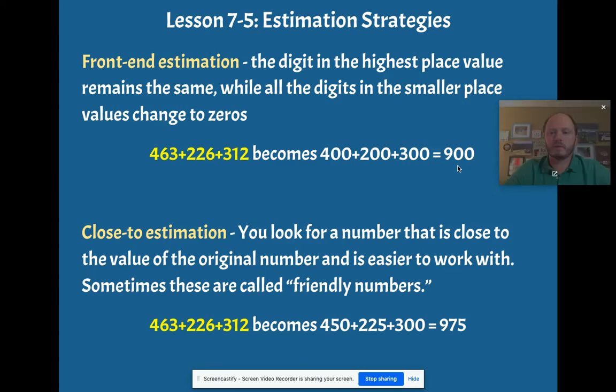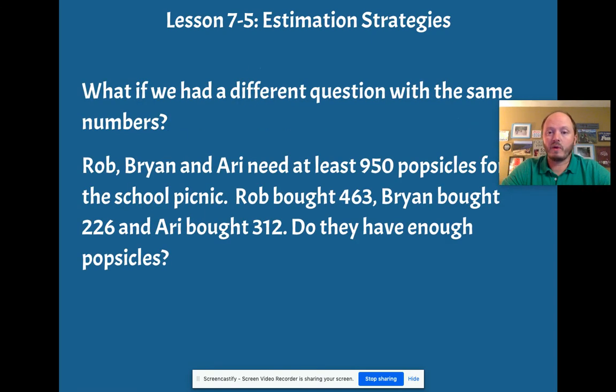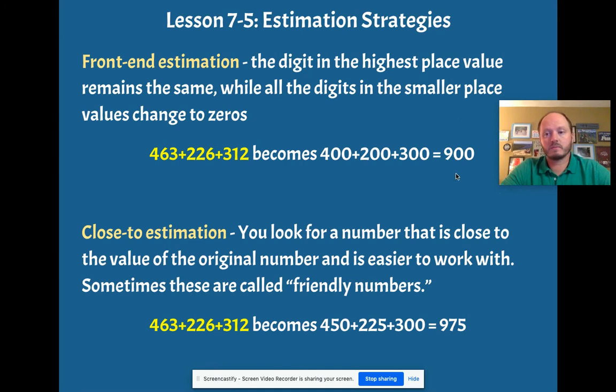So do we see the difference between the front end estimation and the rounding estimation? Rounding estimation changed 463 to 500, rounded up. These other two numbers both rounded down, and that changes the value by 100 people. That's pretty significant. Now, what is closer to the exact number? You know that exact number already. You solve for it. I'm not telling you just yet.